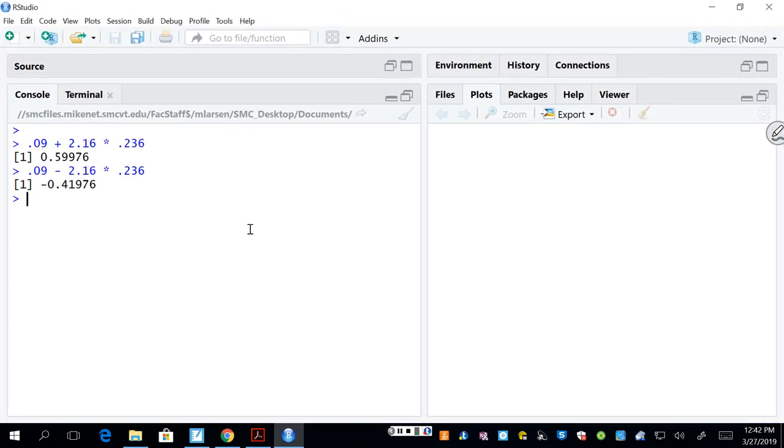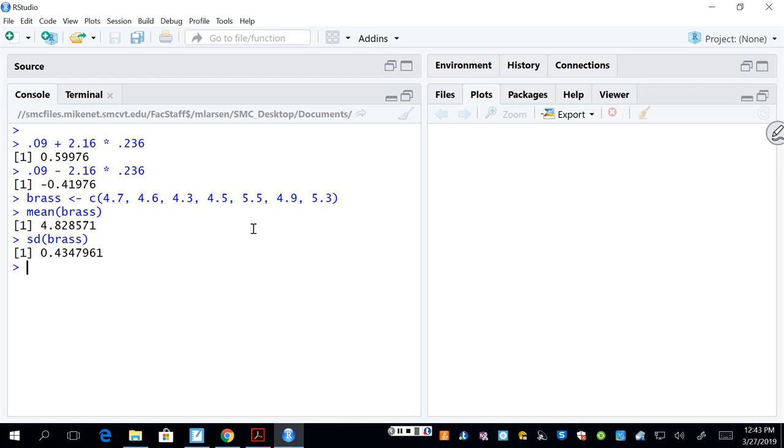So in this small example with the brass players, the values that went into that were 4.7, 4.6, 4.3, 4.5, 5.5, 4.9, and 5.3. The mean of those is 4.83. The standard deviation of those is 0.435, rounded up.